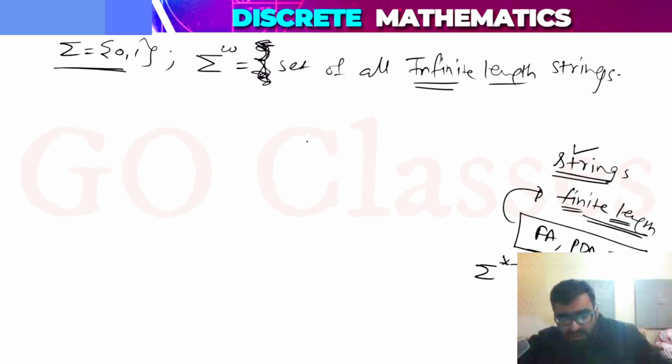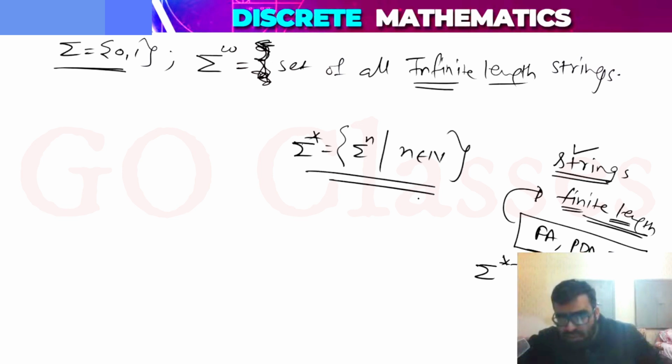For example, sigma star is basically sigma power n for some n belonging to the set of natural numbers. This is the definition of sigma star. Because of this Kleene star, we only get strings which are of finite length, because every string will have length equal to some natural number. So that is the reason all the strings that we study are of finite length.